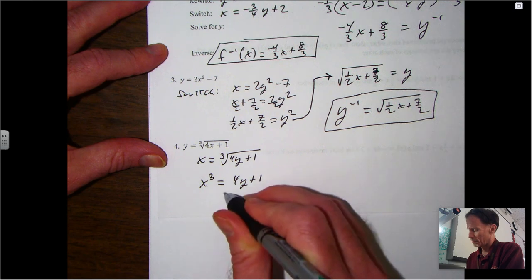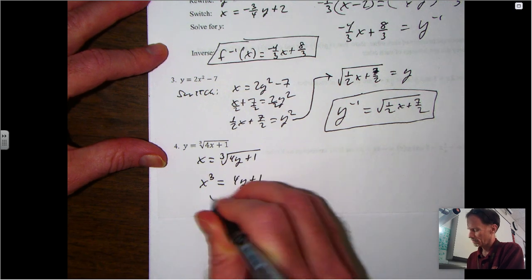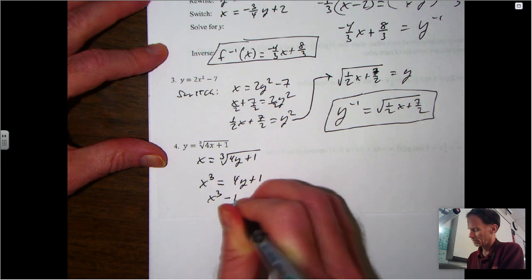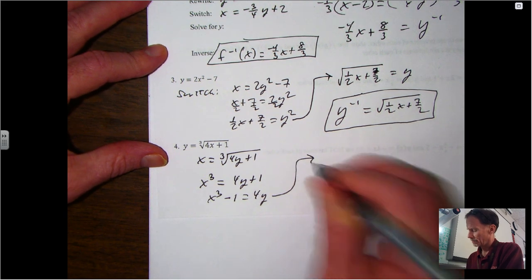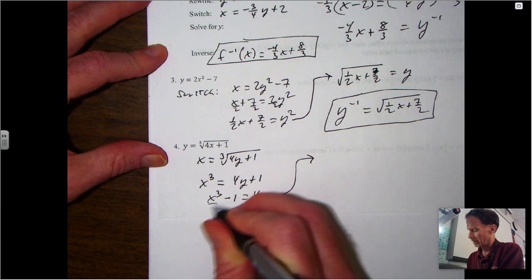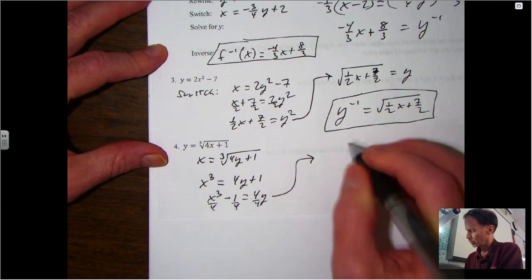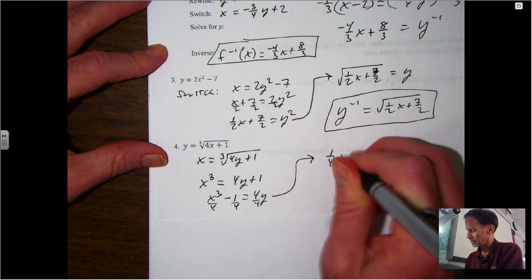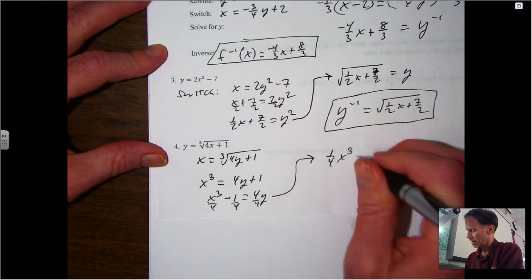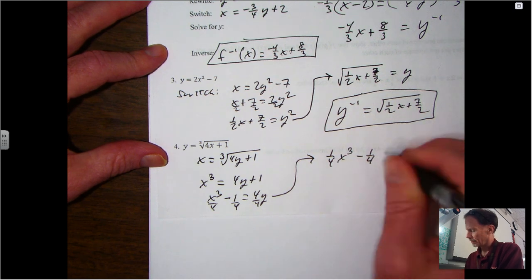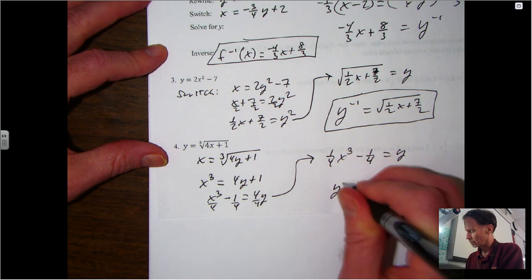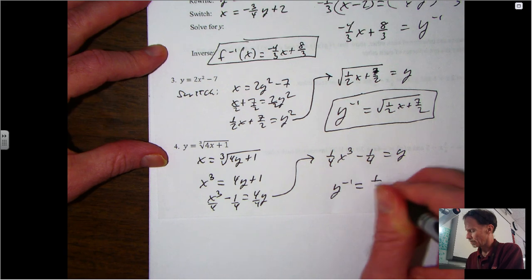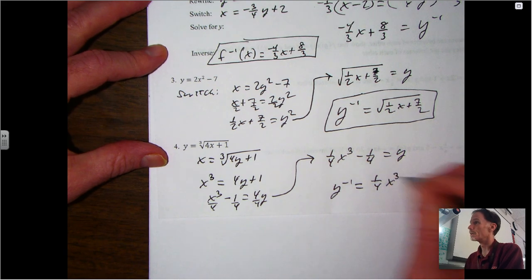We can subtract 1 from both sides. x cubed minus 1 equals 4y. I'm going to come up here and divide by 4 everywhere. So I'm going to write that as 1/4 x cubed minus 1/4 equals y, and that's it. Once I got y by itself, I have my answer. So y inverse equals 1/4 x cubed minus 1/4.